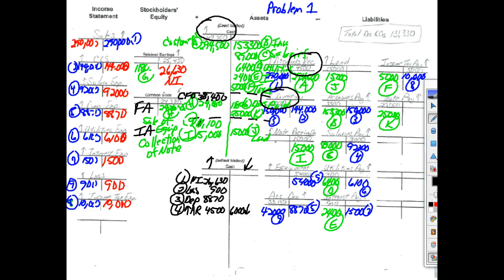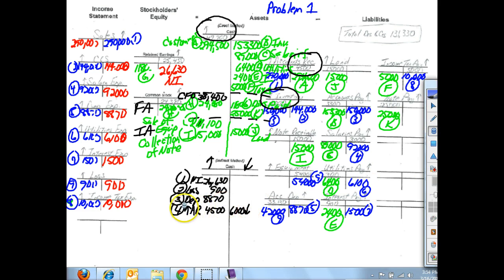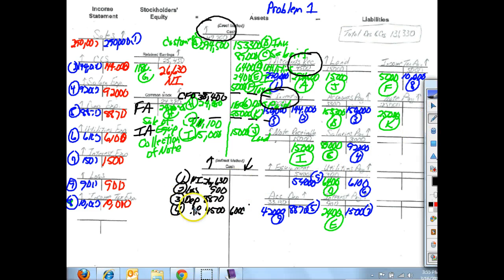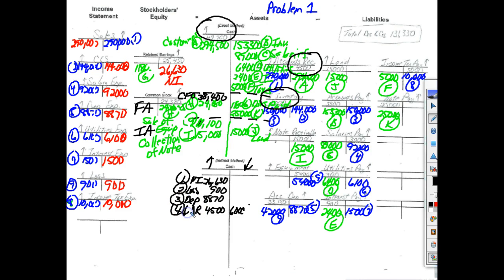Oop. Sorry about that. Did these two last arrows, I turned those around, didn't I? Must be getting a little tired. Sorry about that. Okay, so we have a decrease in accounts receivable and an increase in inventory. Okay, that's long-term, that's long-term, that's long-term, that's long-term.